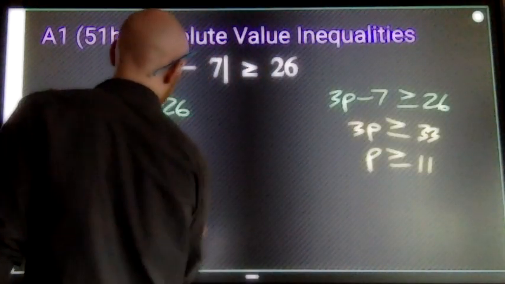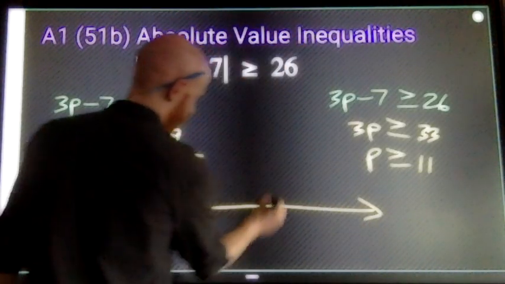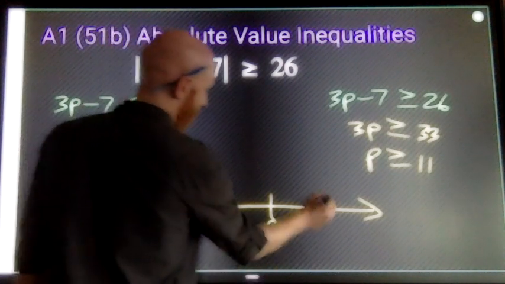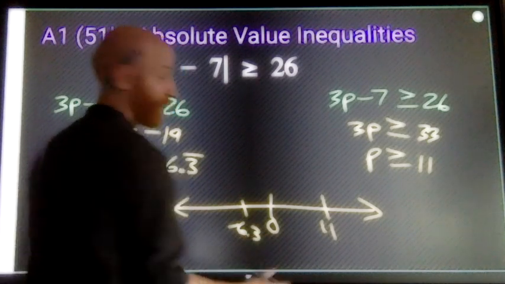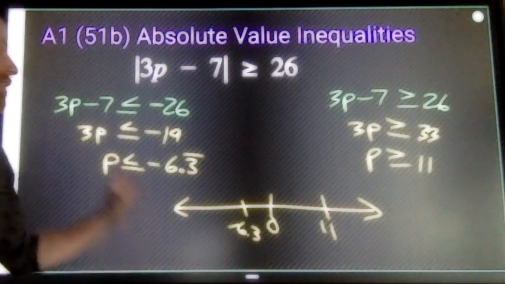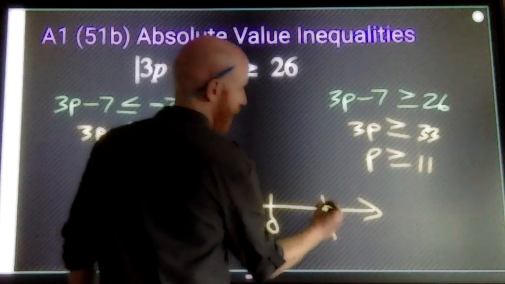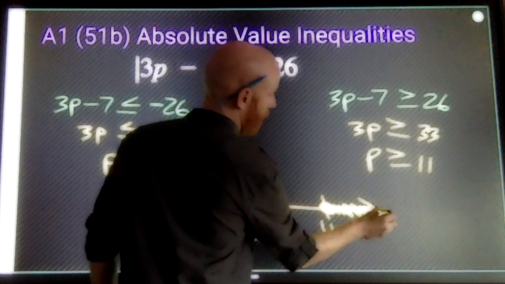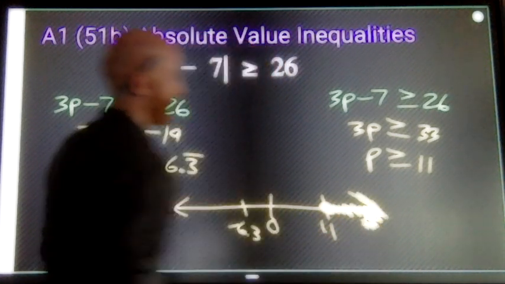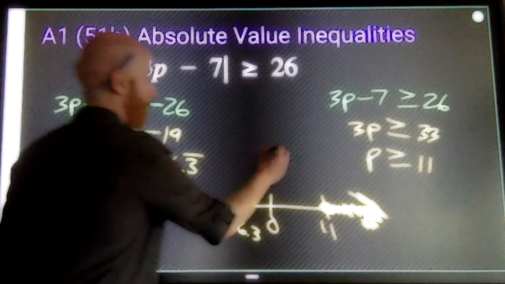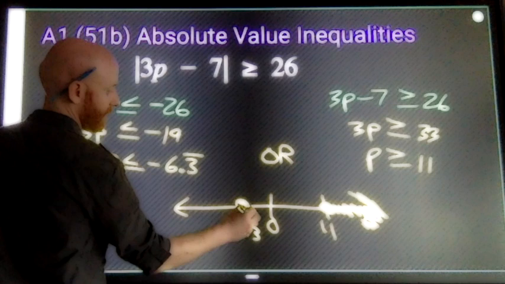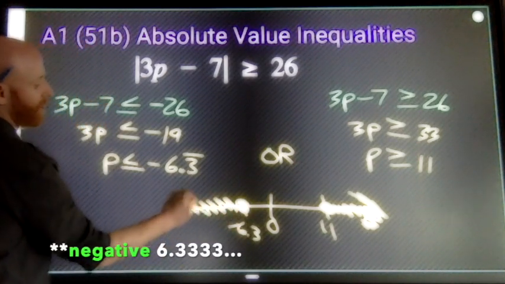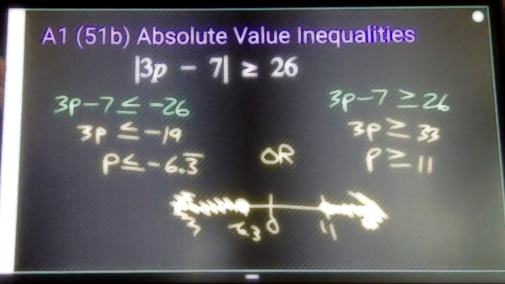Okay? My graphs are going to look like this for greater than situations. I need p to be 11 or more. Or I need p to be 6.3 repeating or below, right? So those are the two sections of answers that will make that true.